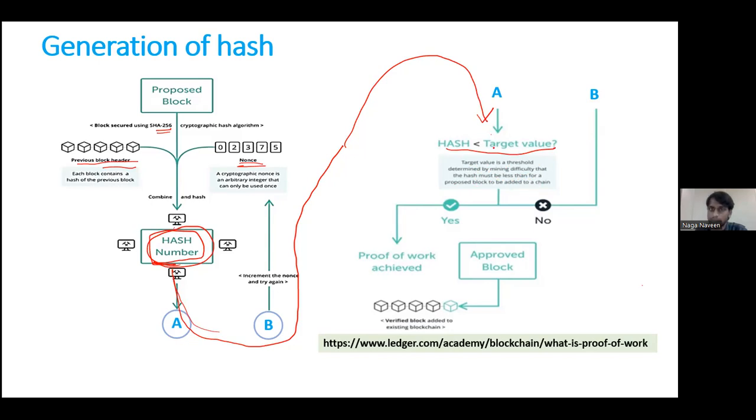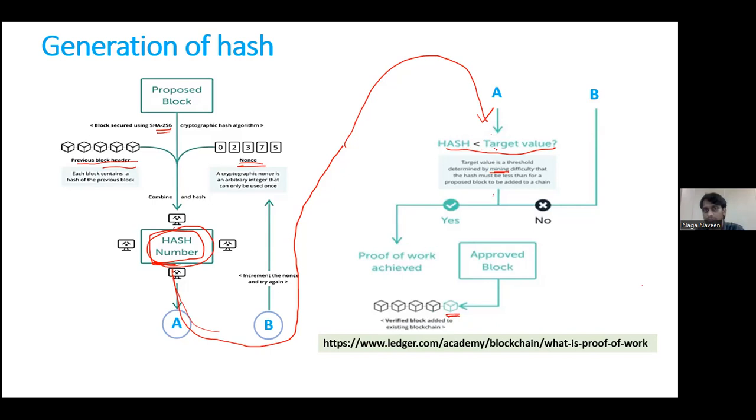This target value, what is this mining, and all these terms will be discussed further in this presentation. For now, let's understand that after generating the hash, it will be verified whether this is less than the target value or not. If it is less, yes, the proof of work has been achieved and the new block has been verified, approved, and this block will be added to the existing blockchain. This is how a new block will be added.